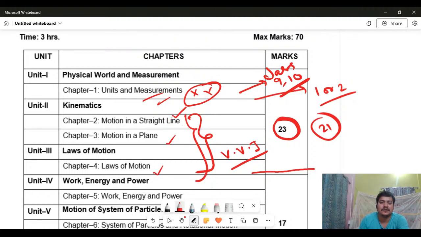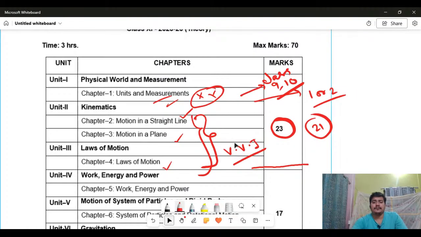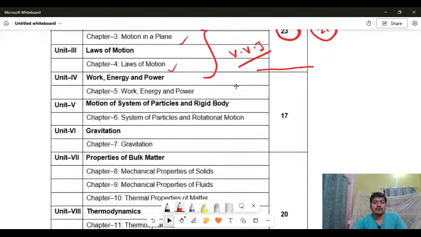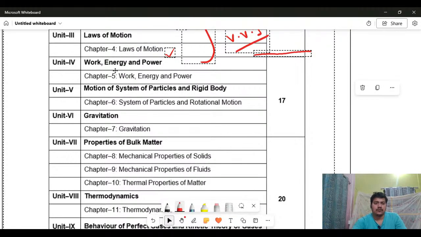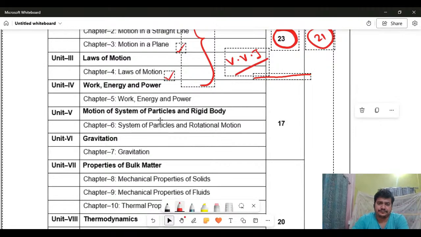This is basically mechanics, and you need to learn it as one chapter. When you are reading, you will not be able to separate these chapters, as they are linked with each other. After that, we are going to unit 4. That is work, energy, motion of system of particles, and gravitation. Once you have learned all those earlier things, then only you will be able to understand these chapters.